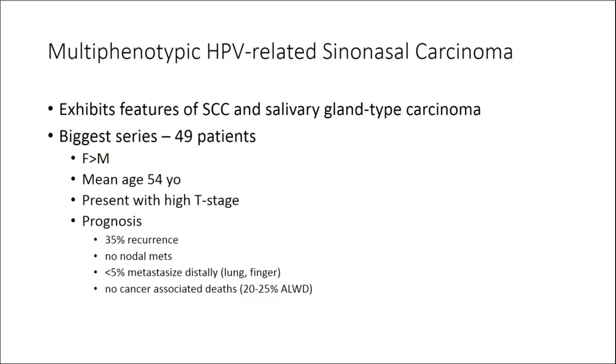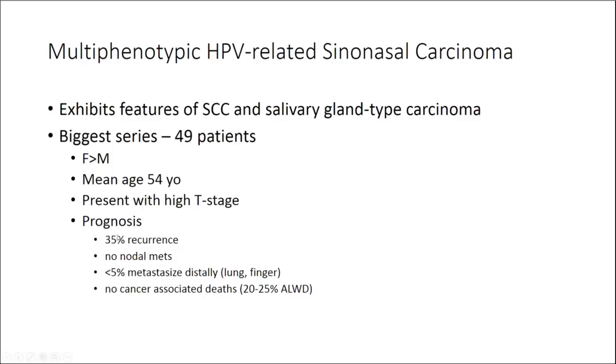And so these lesions exhibit features of squamous cell. And as we were looking at the epithelium, we began to think about the potential for this lesion because there was some dysplasia in that surface epithelium. So they exhibit features of squamous cell as well as salivary gland type carcinomas. The biggest series was that reported by Bishop's group, which was 49 patients, more commonly seen in females, with a mean age of 54. Patients may present with a high T stage, but the prognosis is actually fairly good.